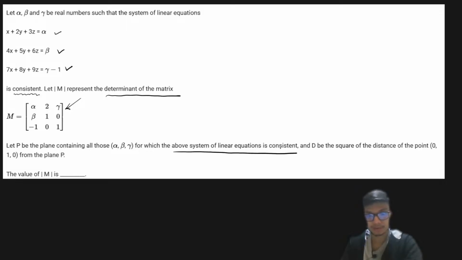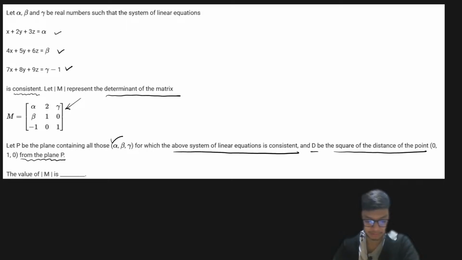Okay, so for consistency of this particular system of equations, the alpha, beta, gamma values, and it says that P is the plane which contains those alpha, beta, gamma, and D be the square of the distance of the point 0 comma 1 comma 0 from the particular plane P, right? So how are we going to figure out and solve this particular problem? Let's try to understand. Okay, so it's a very interesting problem.